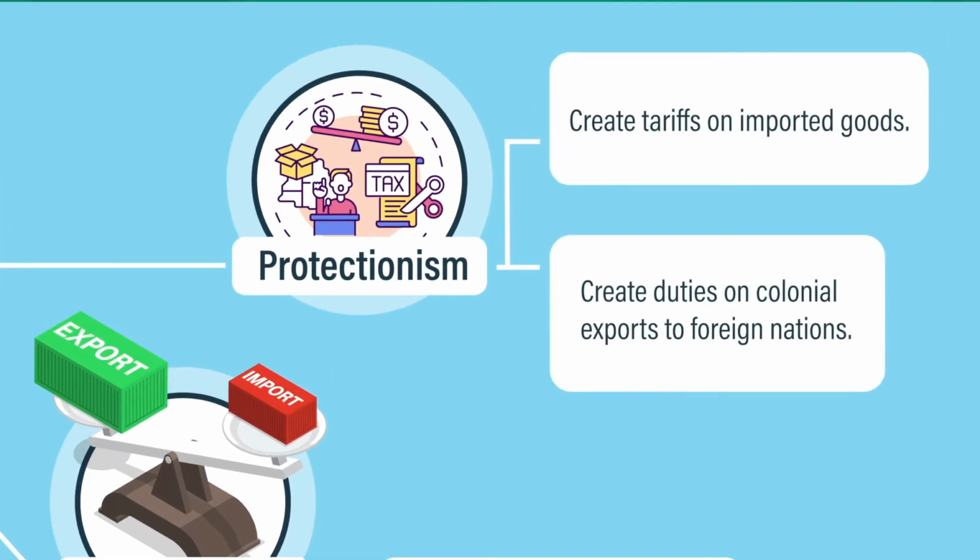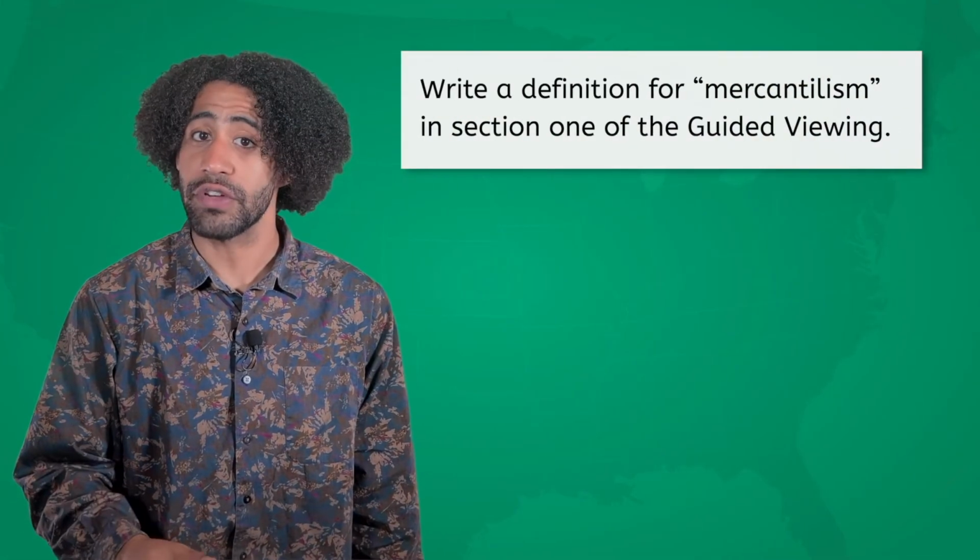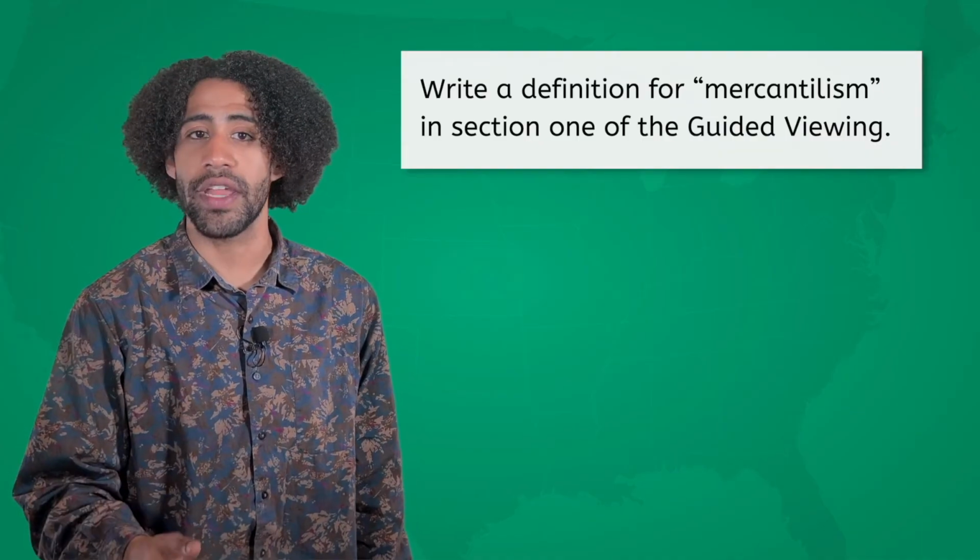Third, it needed to establish protectionist policies, such as tariffs and duties, or taxes on imports and exports, forcing the colonists to trade with England. Protectionism refers to the practice of protecting a country's domestic industries from foreign competition. Pause the video and write a definition for mercantilism in section 1 of the guided viewing.